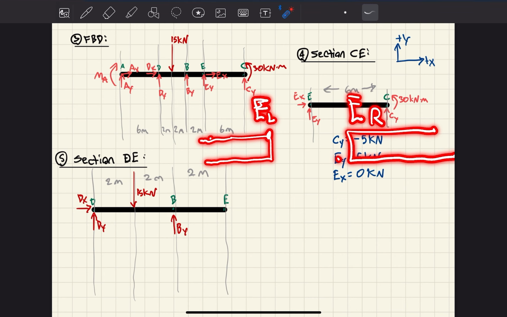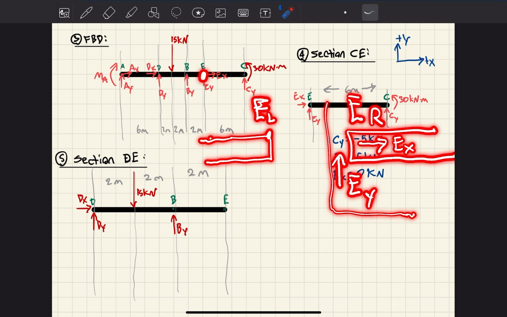We did the right side, right? So we said EY acts like this, and then EX in our theoretical scenario acts like this, even though we know it's 0. On the left side, it's going to be equal and opposite. If on the right side EY and EX are positive, then when I section the beam and analyze the left side of this point, EY has to be negative on this side, and EX has to be negative on this side too. So I have to take that into account.